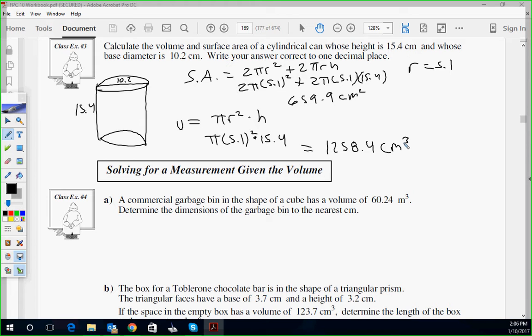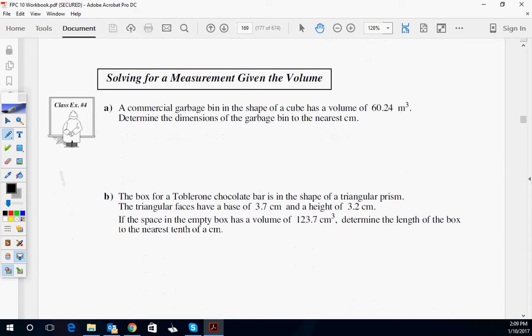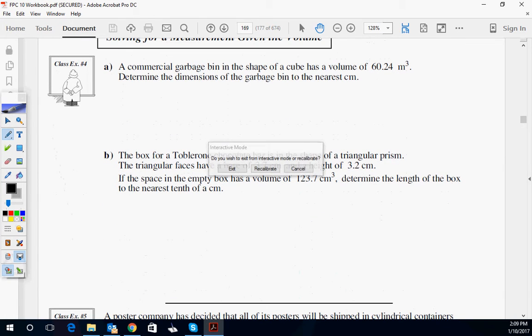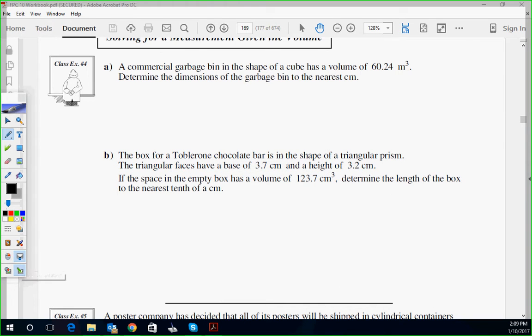So it says a commercial garbage can or bin is in the shape of a cube. It has a volume of 60.24. How can I find the side length? Yeah, Chloe? Just cube root it, because all three sides are the same. A cube has 3 equal sides. So simply take this number and cube root it.